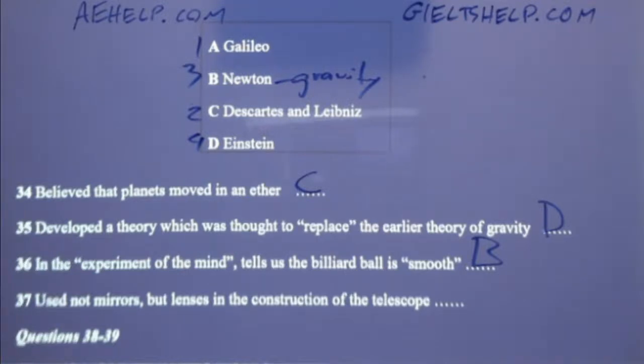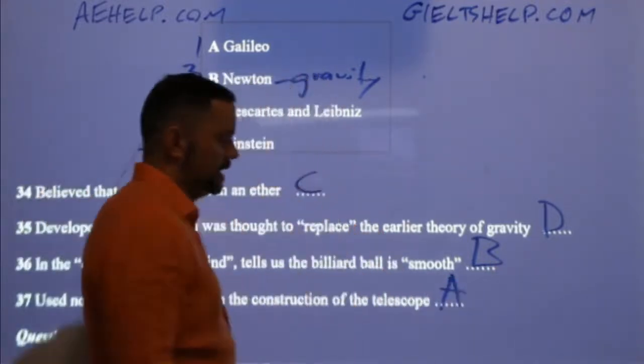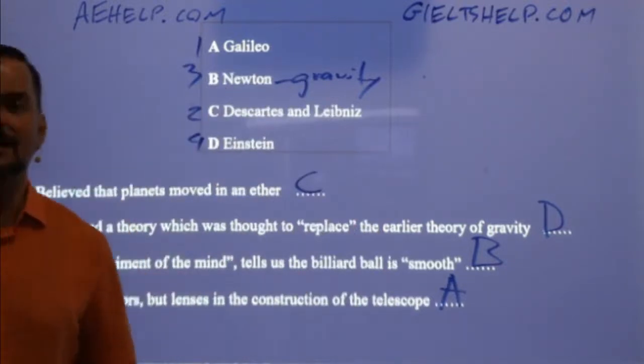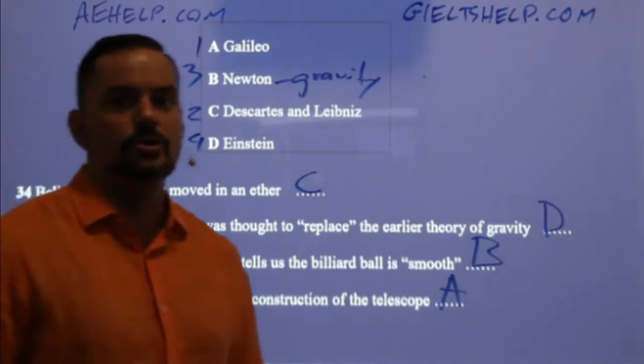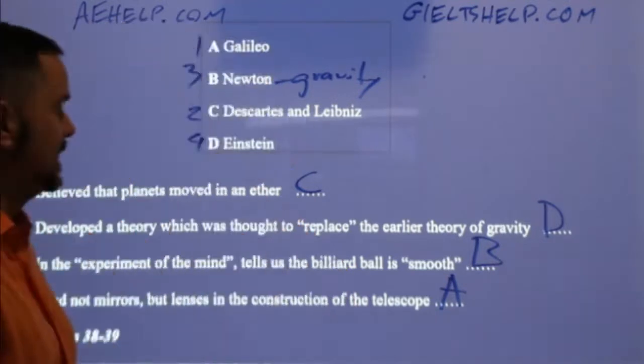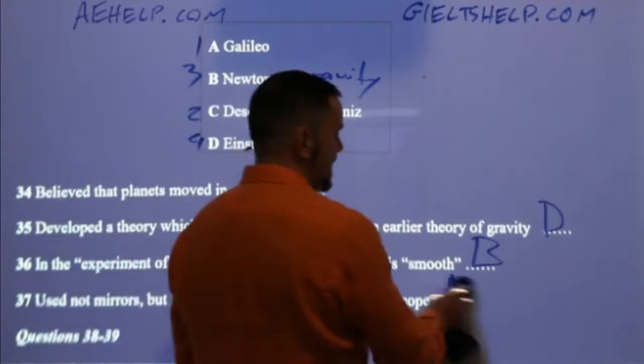Yeah, that was Galileo, okay? Always be careful. So not mirrors, but lenses. And Galileo, another brilliant man from Italy, used lenses to build telescopes and explore the universe. Fantastic. Okay, so C, D, B, and A.